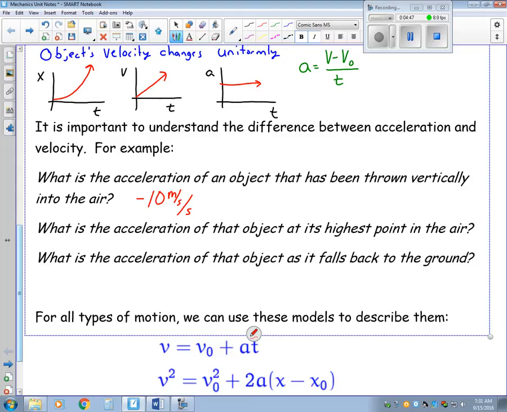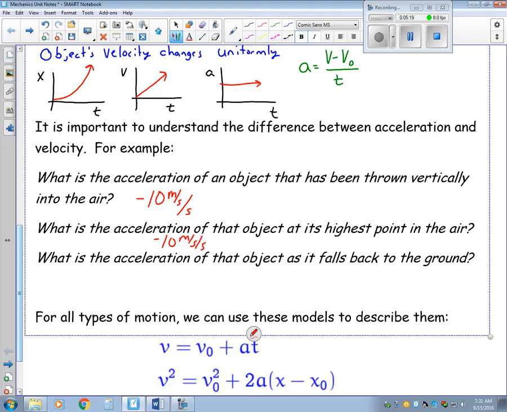Many people will say 0 because they say the object, hey, it stopped moving. It's not moving, so it must have 0 acceleration. But remember the definition of acceleration. It's a changing velocity. So if the acceleration were 0 at its highest point, the velocity would not be able to change, and it would not be able to begin falling again. So, believe it or not, at the very top, it has an acceleration of negative 10 meters per second squared.